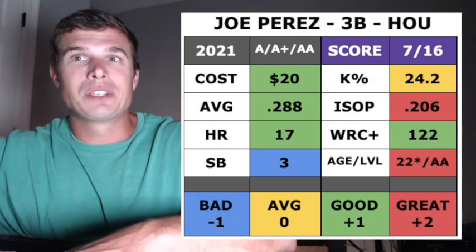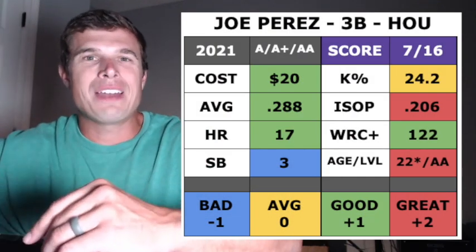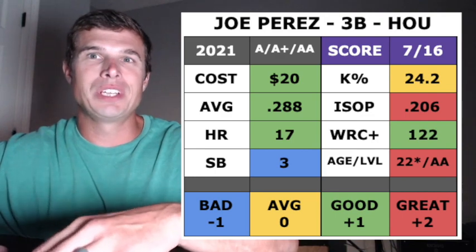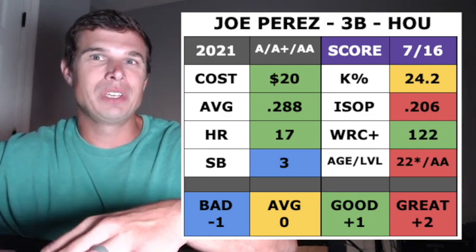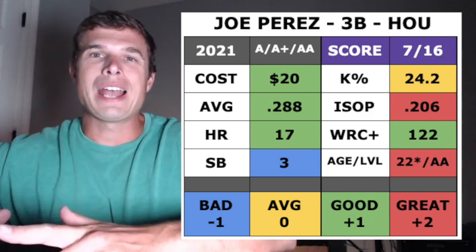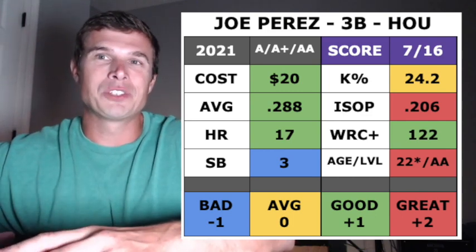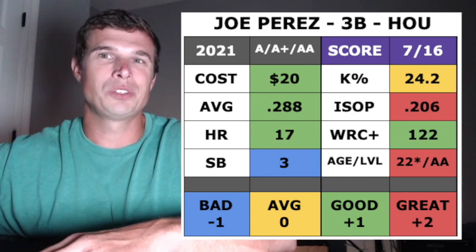Let's take a look at our ranking on him. Perez is a bat-first third baseman who took a ding on stolen bases and K percentage, but gained a lot of points in ISO-P and age per level. I put an asterisk by the 22 because, as I mentioned before, Perez just turned 22 a month ago.